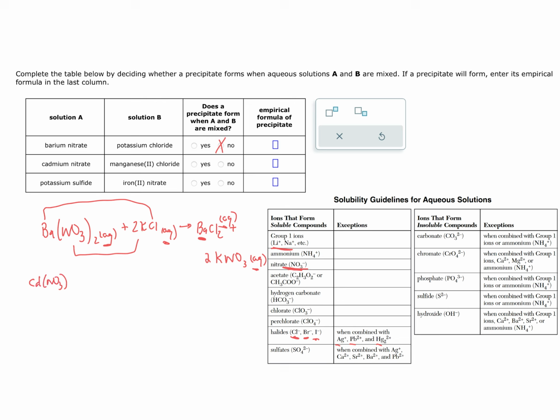And again, no nitrate is insoluble, so that is aqueous. And we mix that with manganese chloride, which is also aqueous. And then here, the two possible products. Again, we switch the inner and the outer. So the outer, cadmium chloride and manganese nitrate.